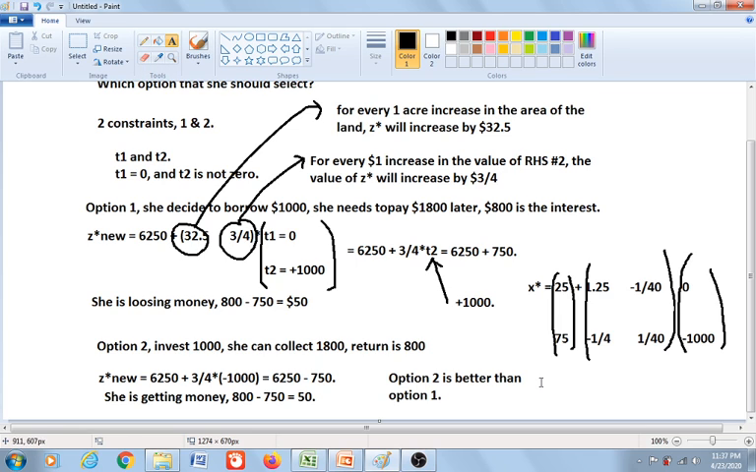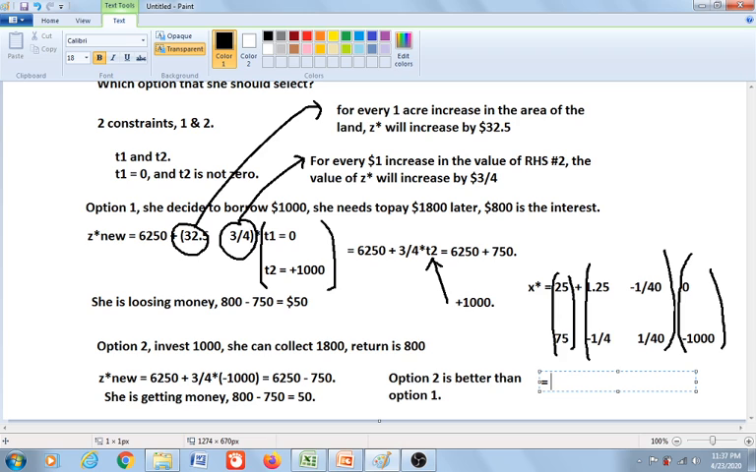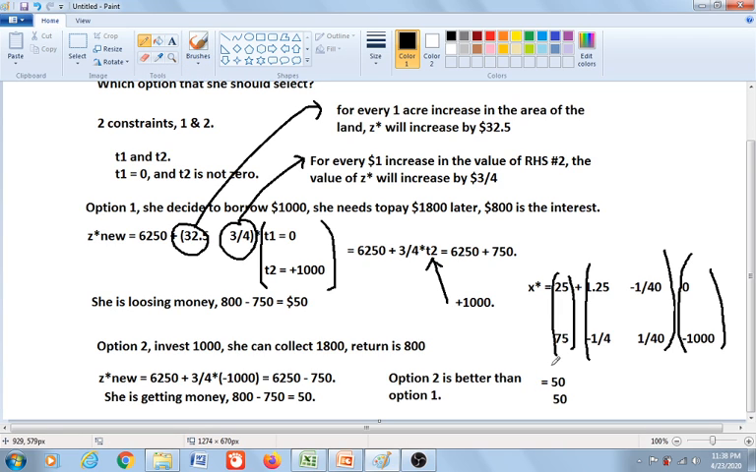Now, what is the value of the new x star? If we do the calculation correctly, it will be 50 and 50. So when the forester chooses option number 2, the new value of x star will be 50 for x1 star and 50 for the new x2 star.